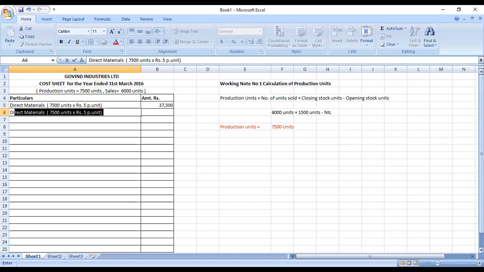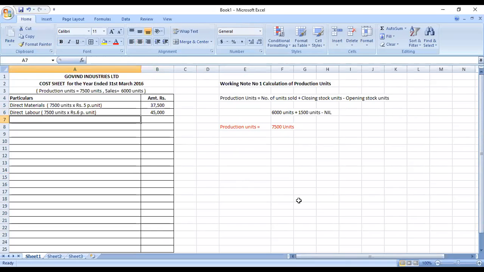Then what is the next one? Direct wages. You can use the word direct labor. What is the direct labor? It says rupees 6 per unit produced. Therefore, 7,500 units multiply by rupees 6 per unit. How much will it come to? 7,500 into 6. That comes to 45,000.